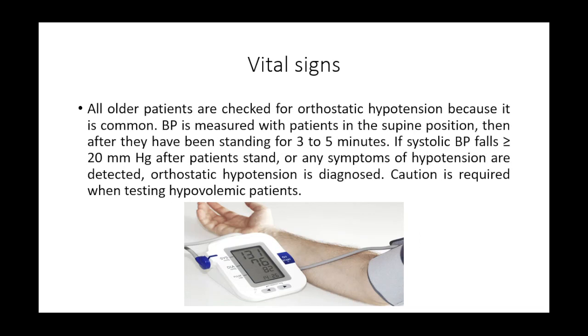All older patients are checked for orthostatic hypotension because it is common. Blood pressure is measured with the patient in the supine position and again after they have been standing for 3 to 5 minutes. If systolic blood pressure falls more than 20 millimeters after the patient stands, or any symptoms of hypotension are detected, orthostatic hypotension is diagnosed. Caution is required when testing hypovolemic patients.